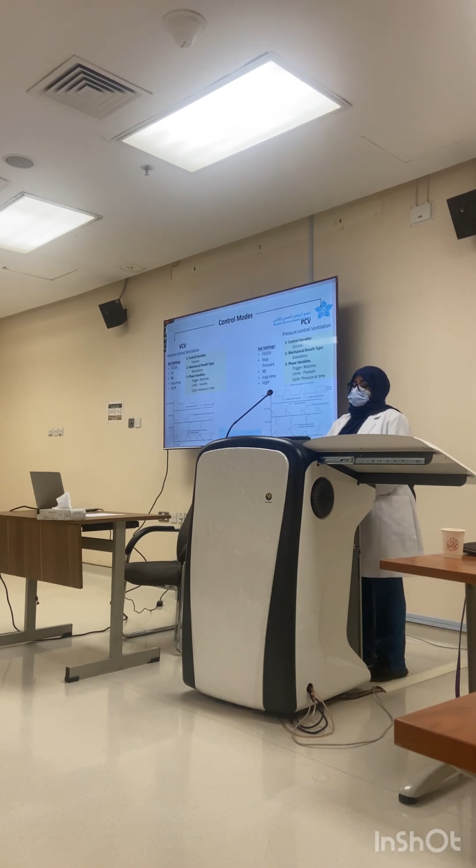So the volume control ventilation, by the name of it, is a control mode. So the control variable for it is volume. It delivers a mandatory breath, and then the phase variable will be triggered by the patient or by the machine. Limited by the volume, cycled by the volume and time.